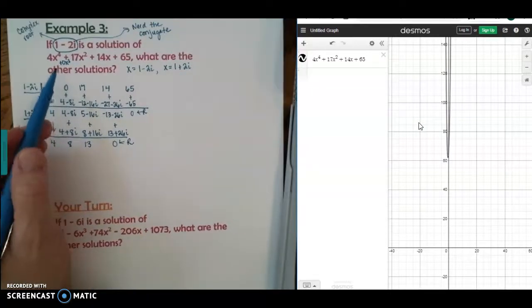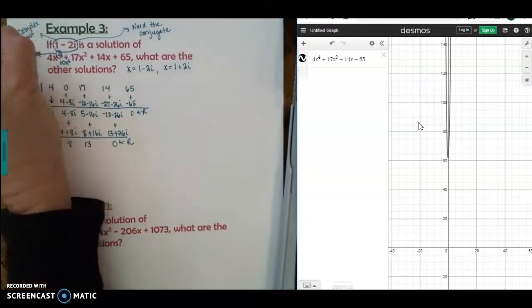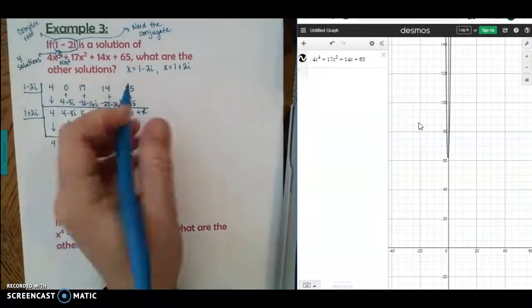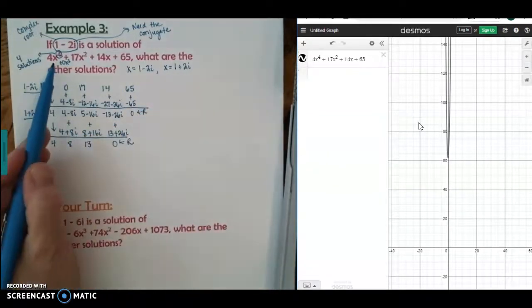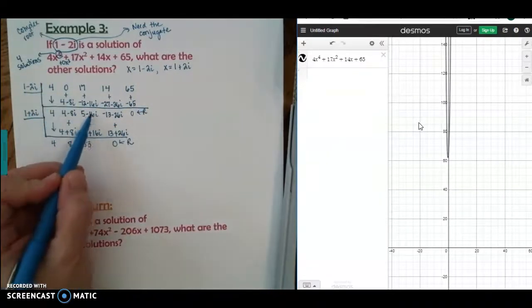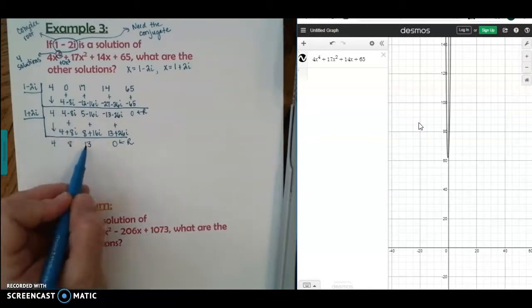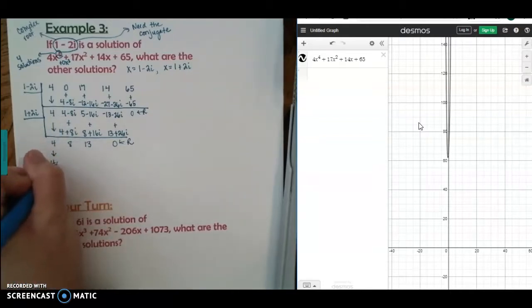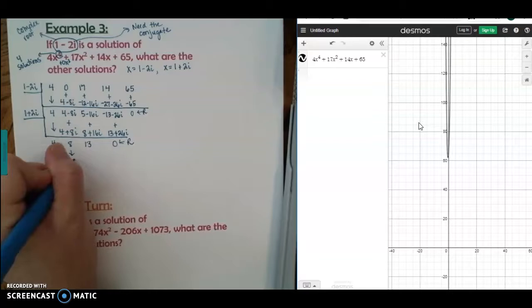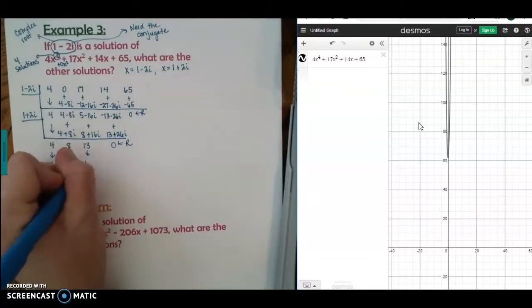You started with x to the 4th. So 4 solutions. We already know 2 of them. Right here are 2. So if that's x to the 4th, this row would have been x to the 3rd. So this creates my quadratic. So 4x squared plus 8x plus 13.